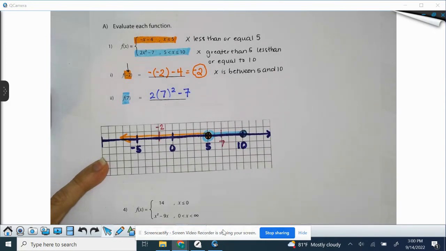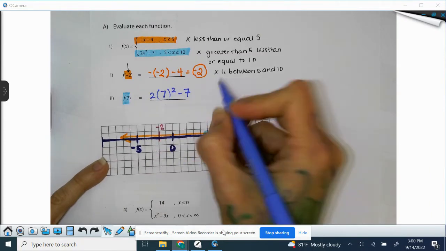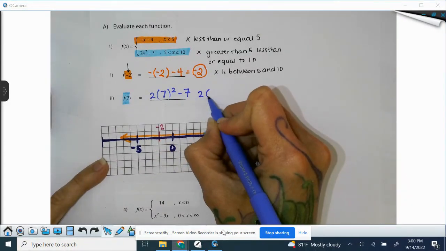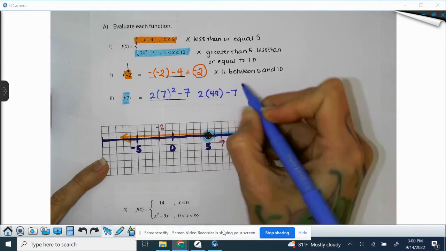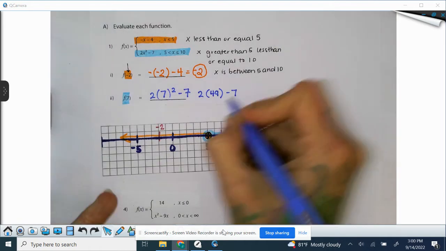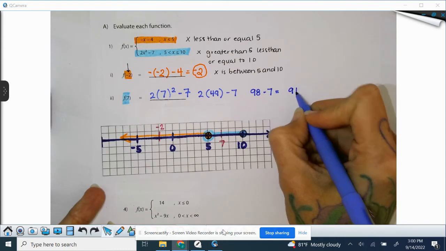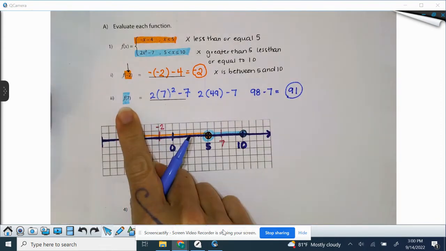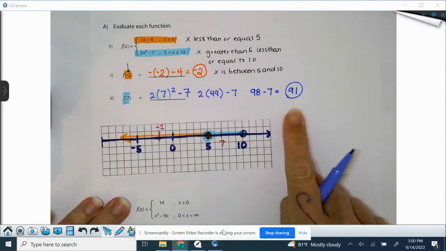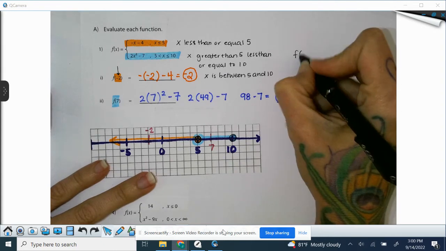Remember our PEMDAS, or our order of operations, we're going to do our exponents first. So 7 squared is 49. So that means I have 2 times 49 minus 7, and then 2 times 49 is 98. So 98 minus 7 is going to give me 91. So when x is 7 in this piecewise function, then y is going to be 91. And again, that's a throwback to your function notation, where f of x is the same thing as y.